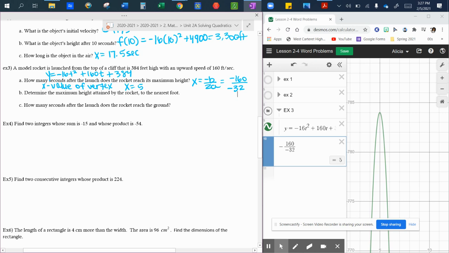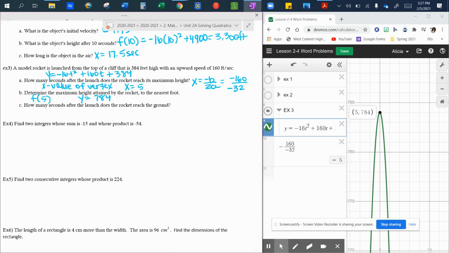So if I want to determine the maximum height attained by the rocket, our vertex tells us that it is 784 feet. I could also find f of 5. So if I replace t with 5 in my equation, I'll get the same thing.